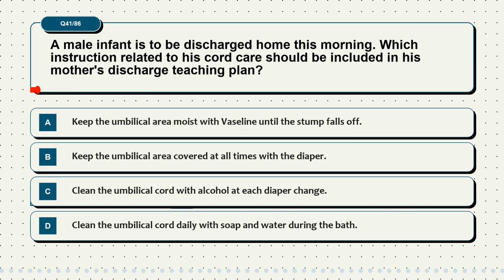Question 41. A male infant is to be discharged home this morning. Which instruction related to his cord care should be included in his mother's discharge teaching plan? Here are the options. Option A. Keep the umbilical area moist with Vaseline until the stump falls off. Option B. Keep the umbilical area covered at all times with the diaper. Option C. Clean the umbilical cord with alcohol at each diaper change. Option D. Clean the umbilical cord daily with soap and water during the bath.